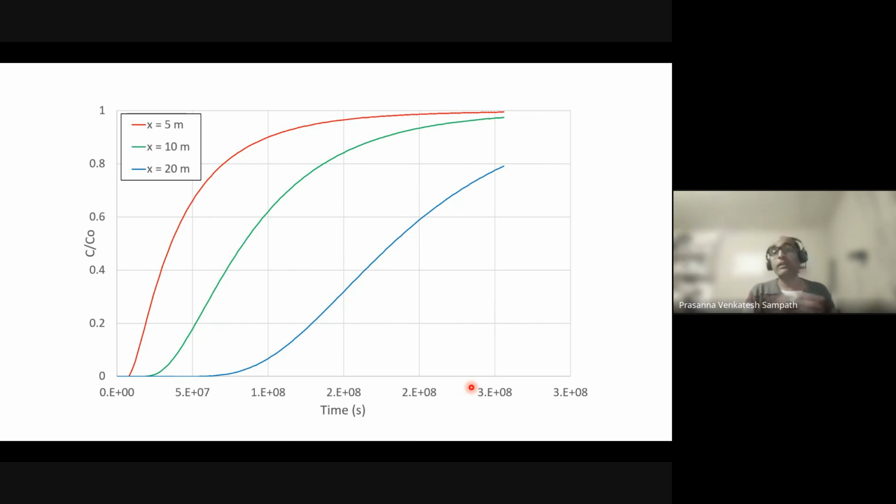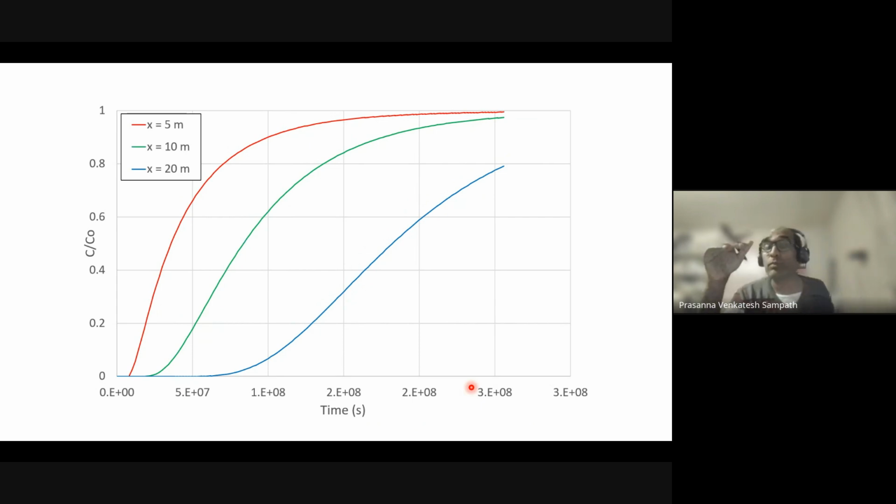And then the third curve, of course, is just an extension of the same thing. When you are 20 meters away, it remains at 0 for some time, and then slowly starts to increase, and then by sometime 3 into 10 power 8 seconds. 3 into 10 power 8 seconds would be how many years or days? How much would it be? Anyway, let's not worry about that.